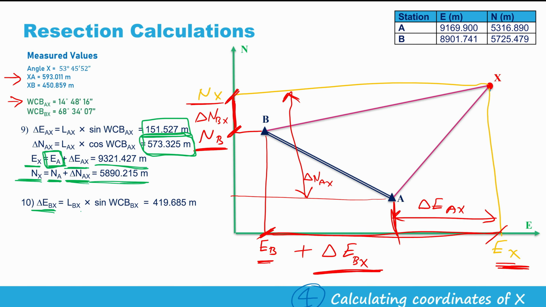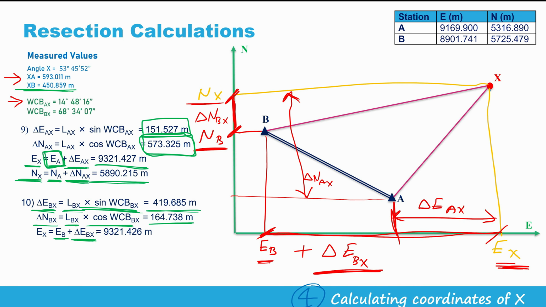Delta E between B and X, the same relation, but instead of AX we will use BX. The length of BX, this is the length of BX, measured value, times sine whole circle bearing of BX. The whole circle bearing of BX was calculated at the previous stage, and this is the answer, 419.685 meters. Now delta N between B and X, the length of BX times cosine whole circle bearing of BX, which is 164.738.